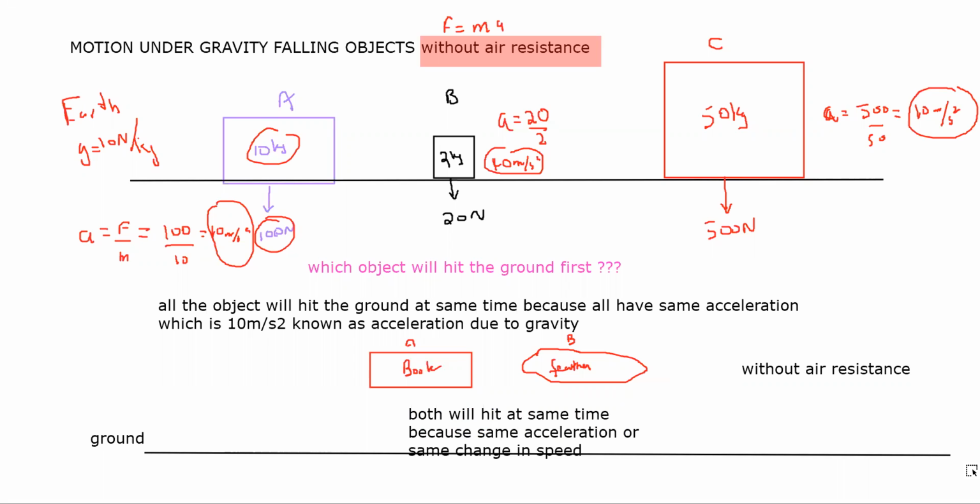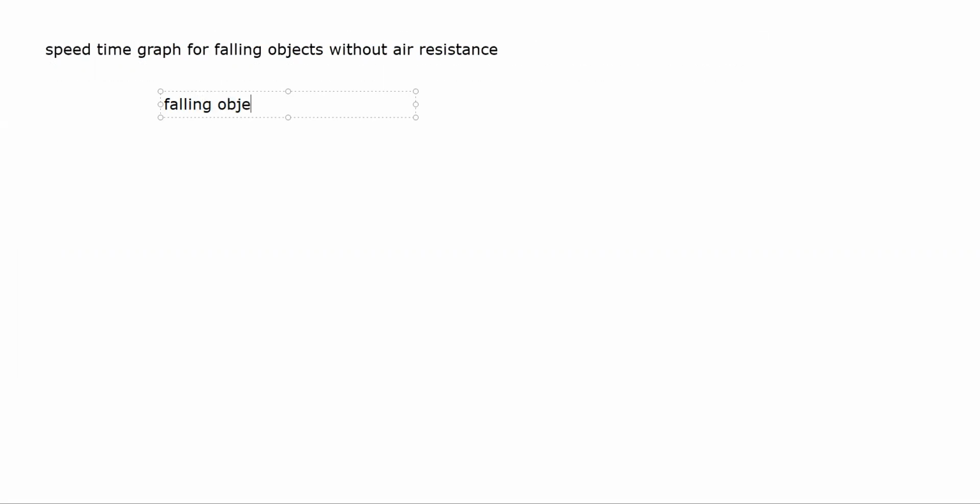Then the last part is the graph. What will be the shape of the graph? Because they have a constant acceleration whenever objects fall. So, the speed time graph for falling objects without air resistance. Falling objects will always have constant acceleration.